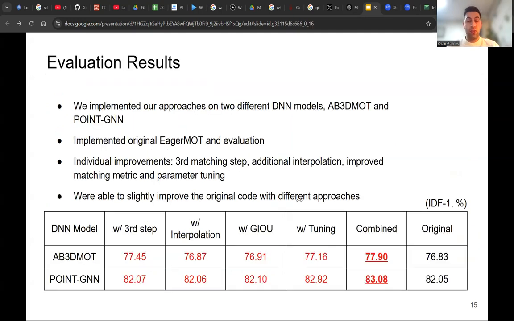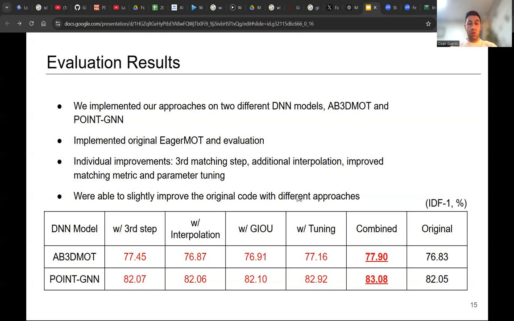And these are the evaluation results. We implemented our improvements on two different deep neural network models, AB3DMOT and PointGNN. Starting from the original EagerMOT code, we evaluated it using the KITTI dataset. Then we implemented the respective improvement steps individually and evaluated them separately as well. Finally, we combined them all and assessed the multi-object tracking improvement.